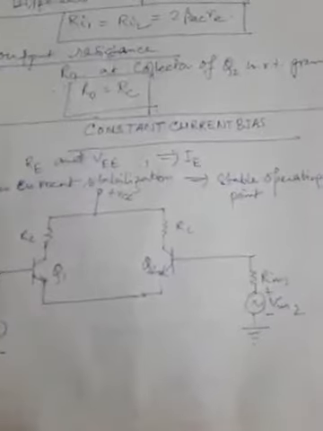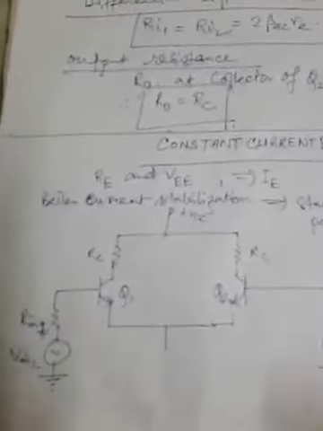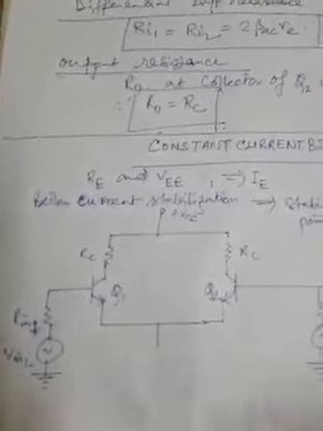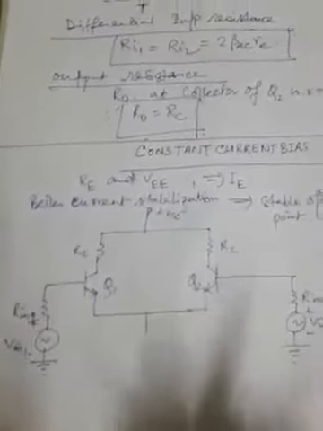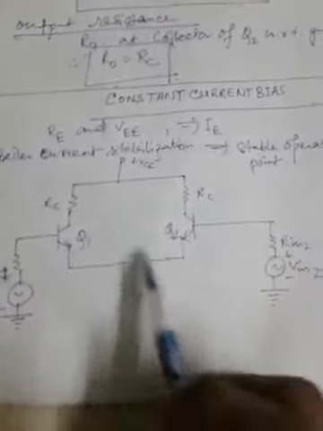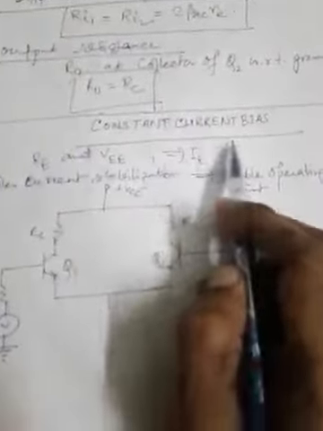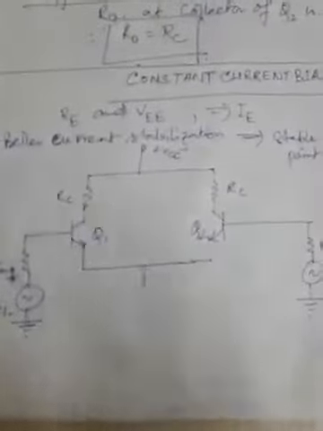Now the dual input balanced output differential amplifier is something like this. Up to this it was okay, but using a resistive constant current bias we need to modify this portion of the circuit. That's why I have not drawn this portion of the circuit, which will be modified to introduce this constant current bias, and the modification will be just replacing the emitter resistance RE.